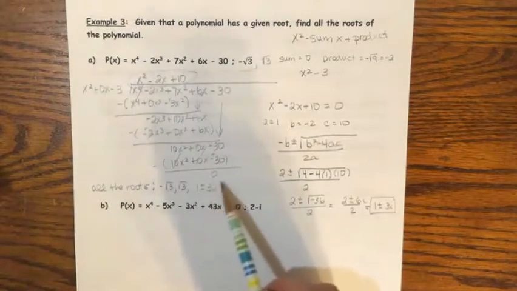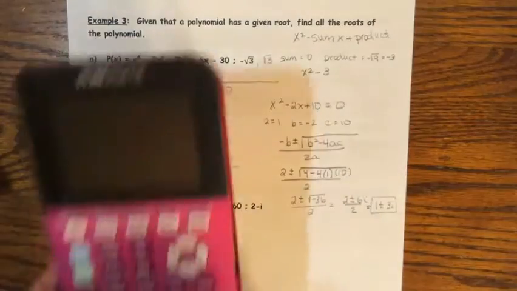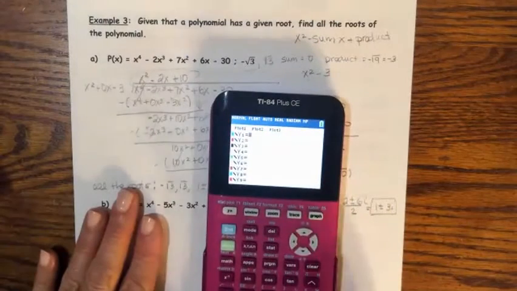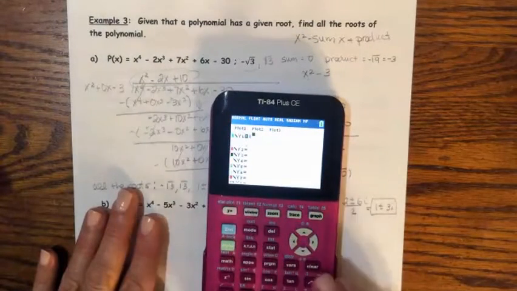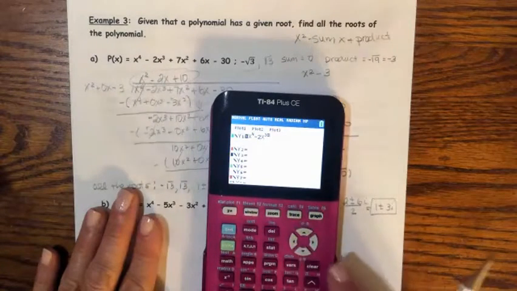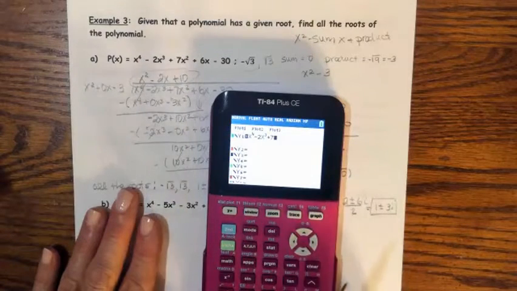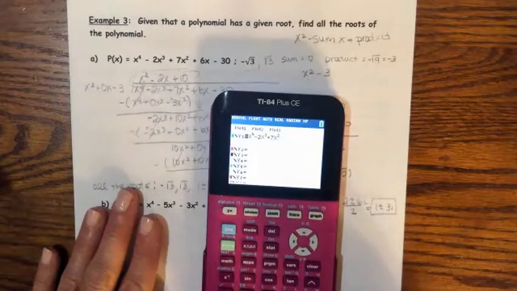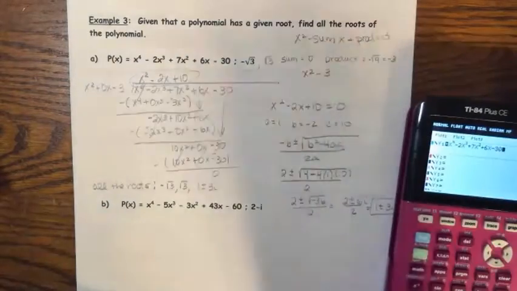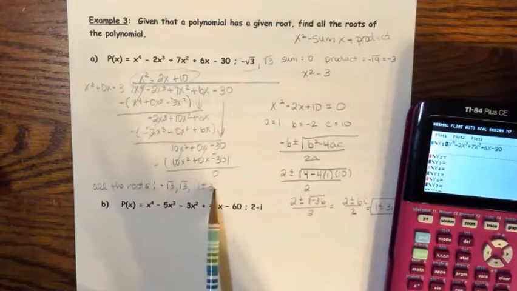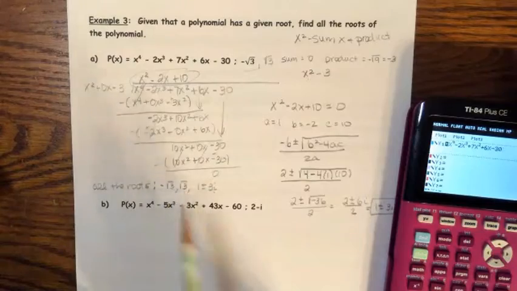So what this means graphically, if I go to graph this polynomial, I'm graphing x to the 4th minus 2x to the 3rd plus 7x squared plus 6x minus 30. So we have 4 roots because we have x to the 4th. There's 2 here, 1 plus 3i and 1 minus 3i, and then we have negative radical 3 and positive radical 3.